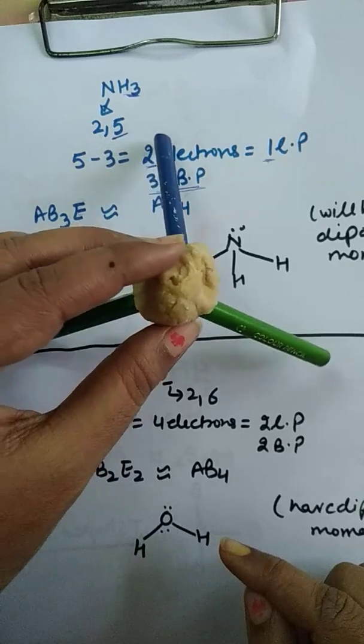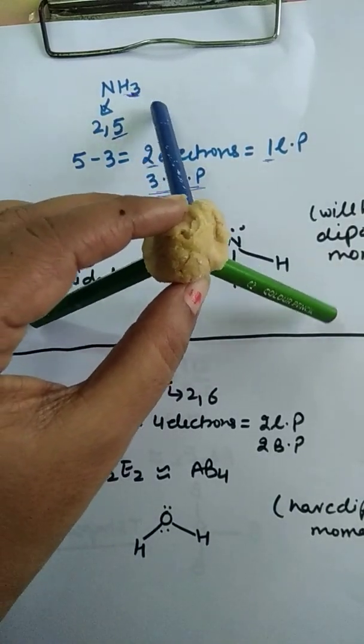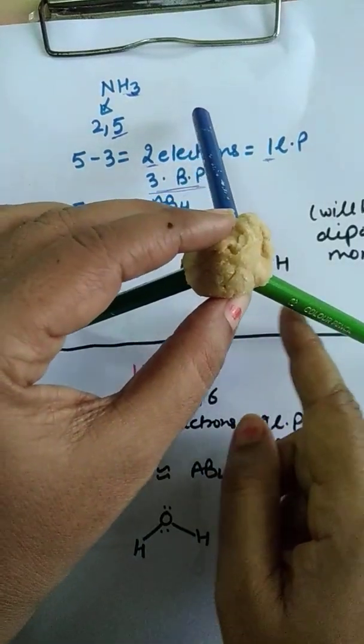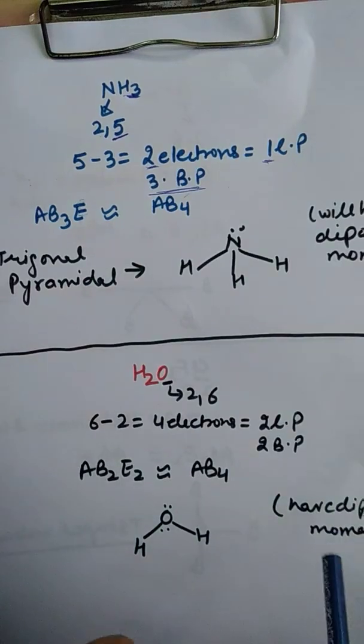Now if you see, this molecule is not planar. It is like a triangle, but it is not planar. It is a little bit raised from the bottom. So that is why the shape of this molecule is trigonal pyramidal.